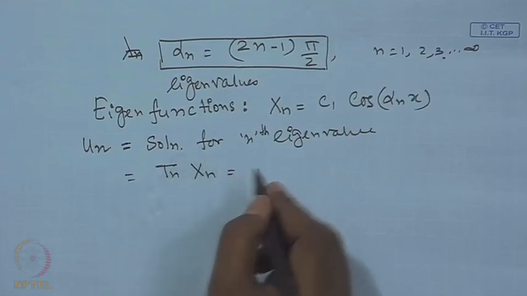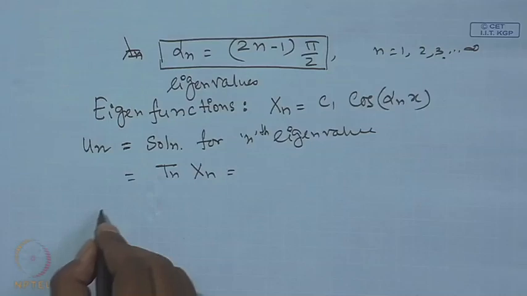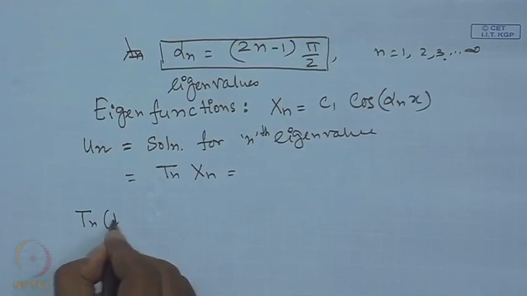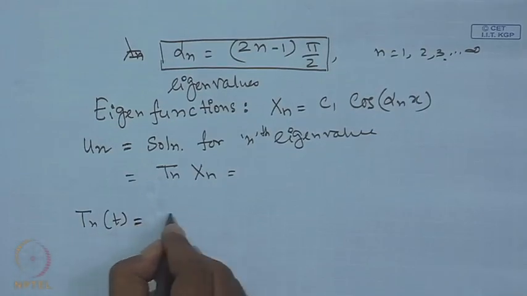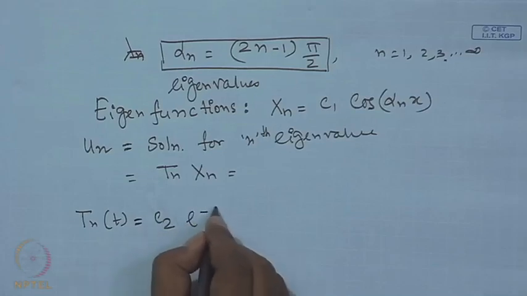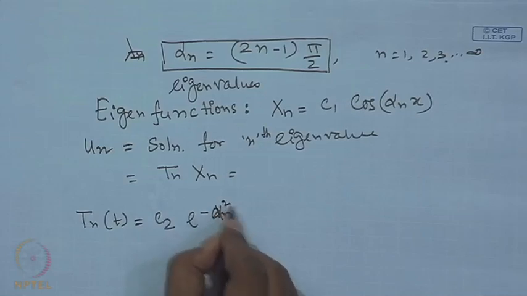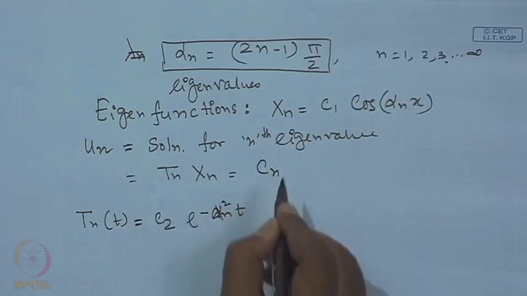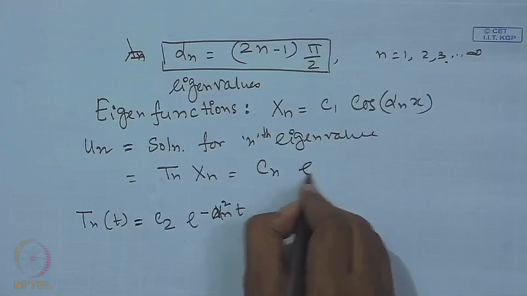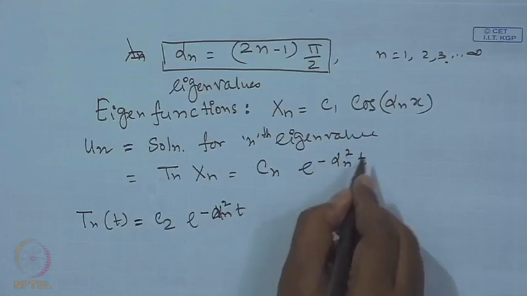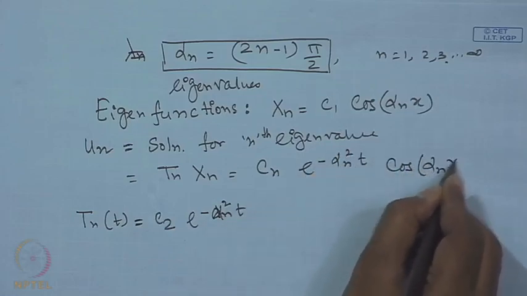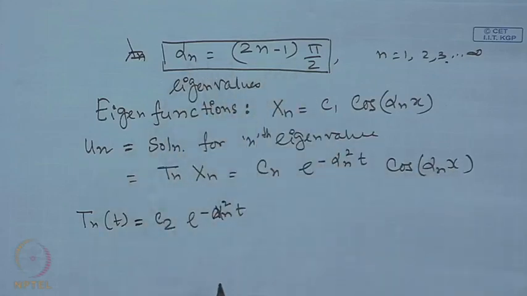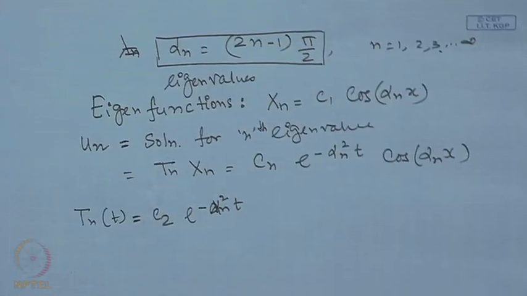So, if you look into the solution of T n, it will be nothing but exactly the same way we have done earlier. This will be C 2 e to the power minus alpha n square t. So, if you multiply T n and X n, it will be C 1 into C 2. So, it will be a new constant. Let us say the new constant is C n. It will be C n e to the power minus alpha n square t cosine alpha n x, where alpha n is given by this expression. So, now this is the nth solution corresponding to the nth eigenvalue.